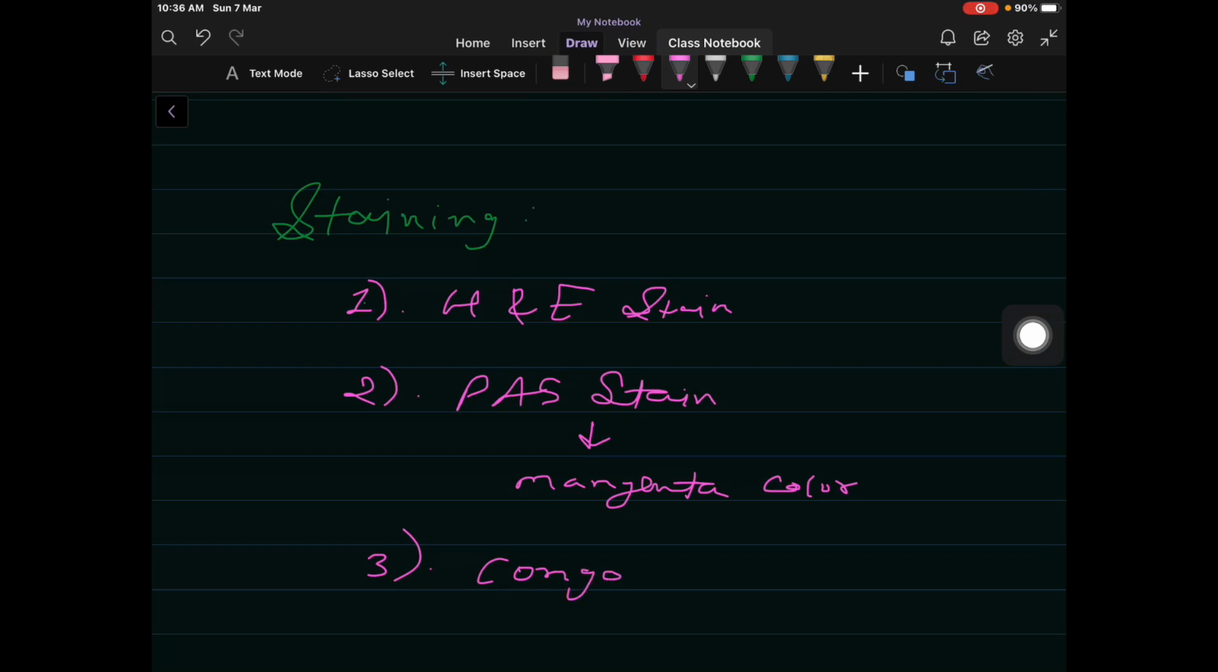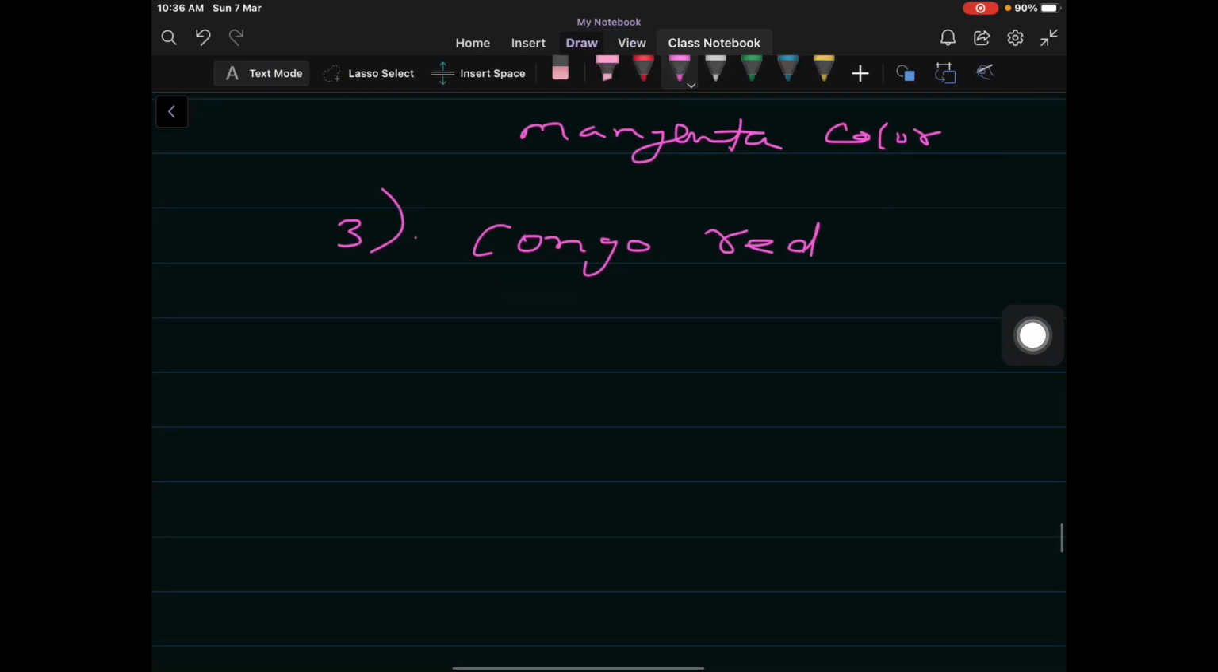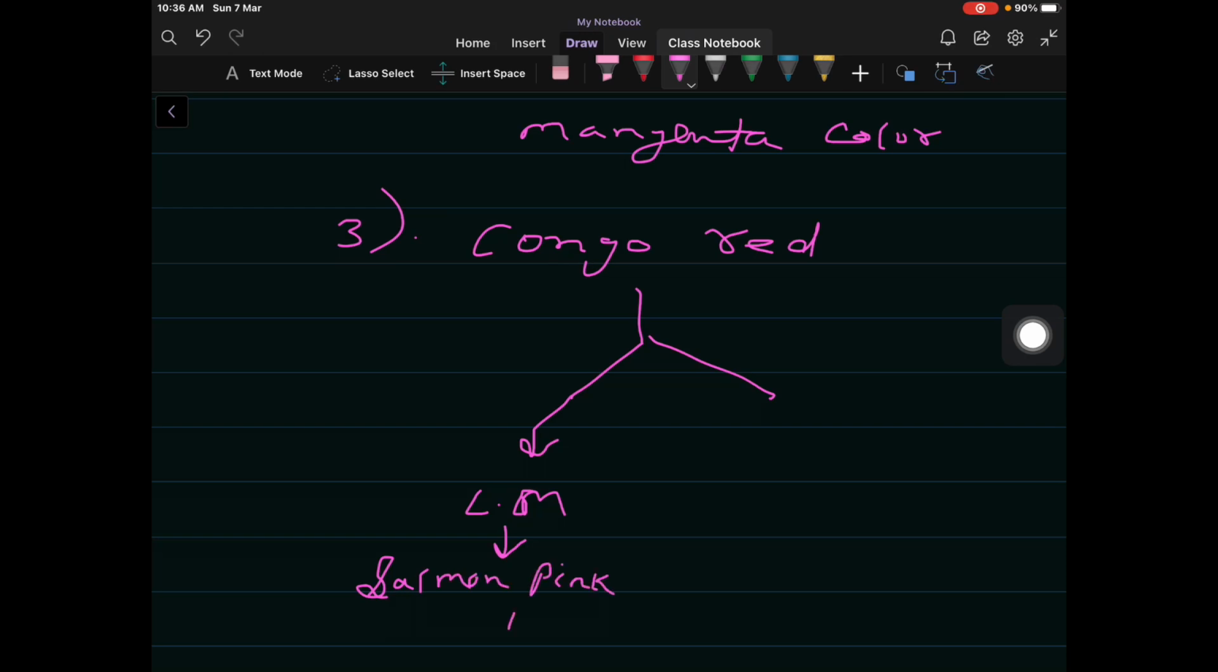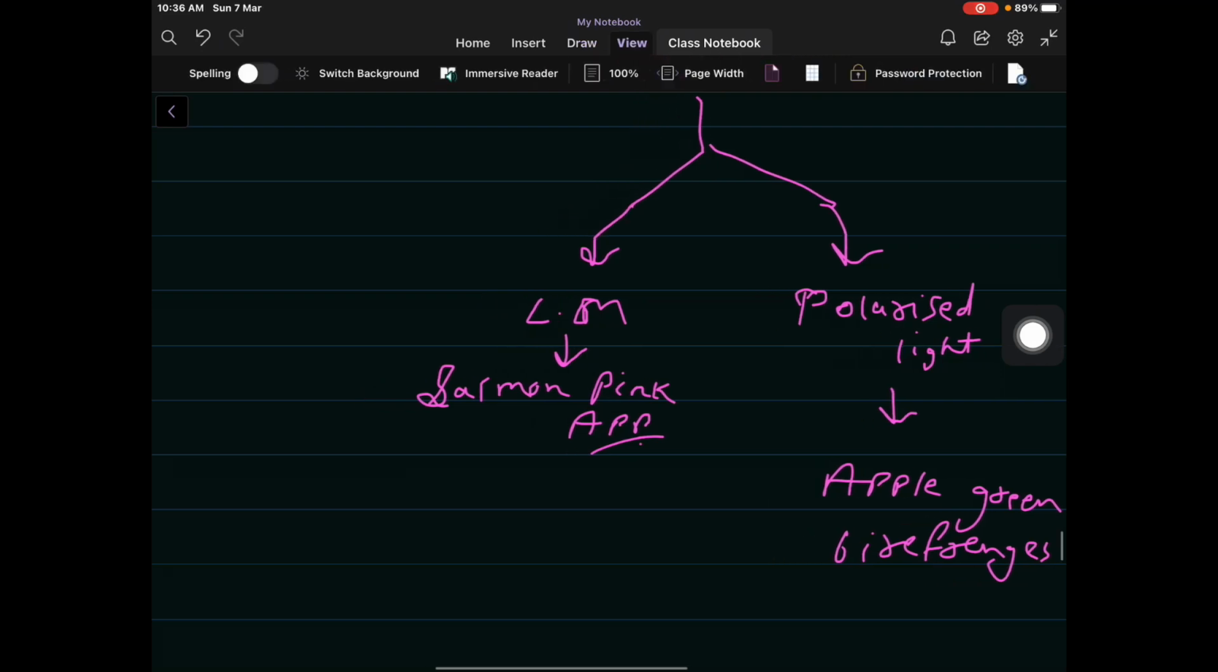The third one is the Congo red. Guys, this is the most important stain to be remembered for amyloidosis. The Congo red stain, under the light microscope, will give the salmon pink appearance. And it will give the apple green birefringence.